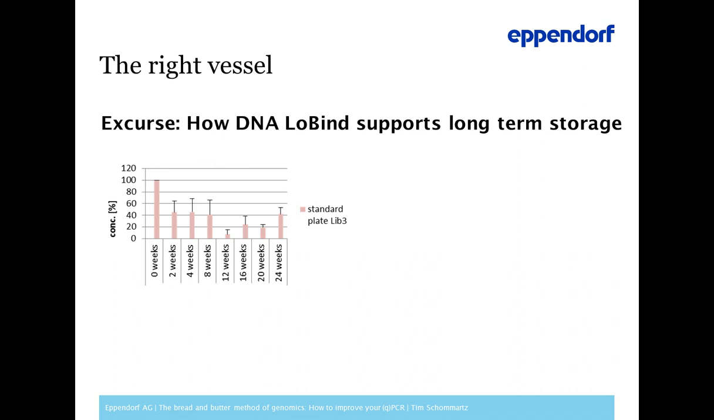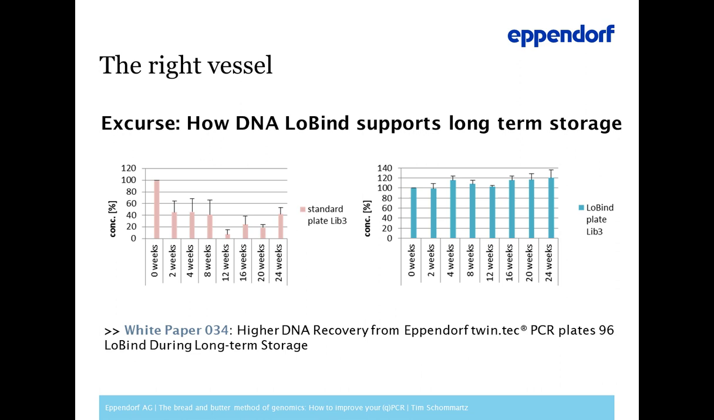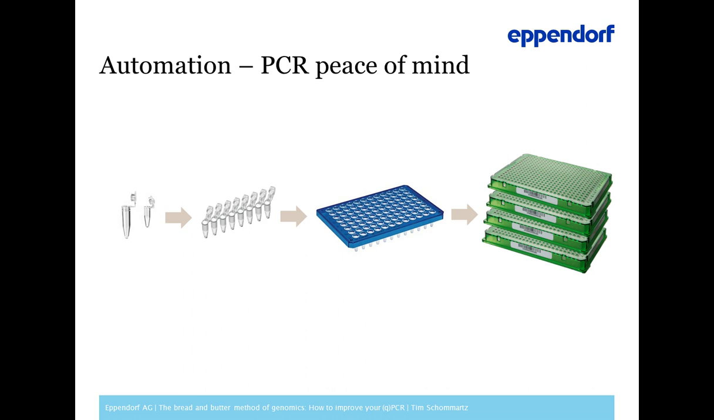There is a special technology called DNA LoBind, and this is especially important if you are thinking about long-term storage of your PCR samples. What you can see in this slide is storage in a standard plate of oligo, and you can see that you lose some oligo because it interacts with the plastic, and once you take it out of the plate, you cannot recover 100% of your PCR product. If you use LoBind plates instead, you can have a long-term storage and still have 100% recovery. If this is interesting for you, we have some more data on that. But if you think about long-term storage, I would really recommend DNA LoBind materials.